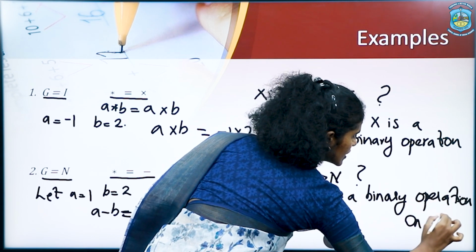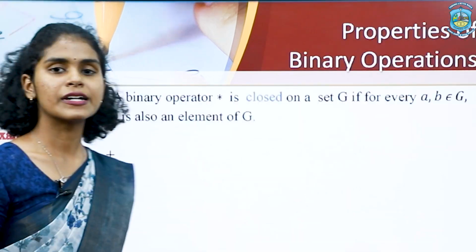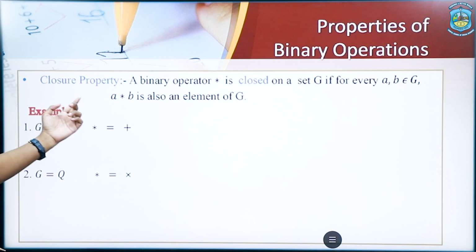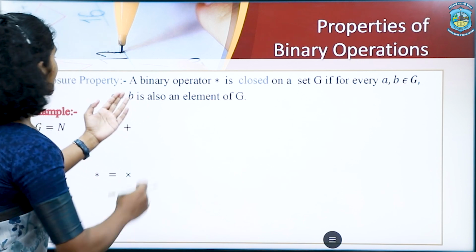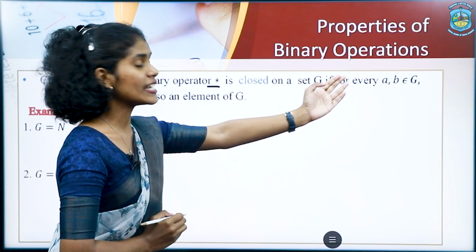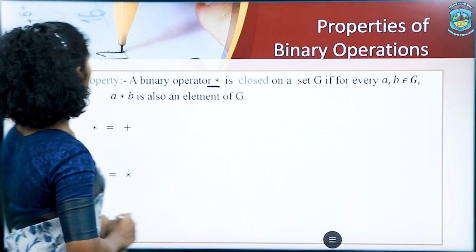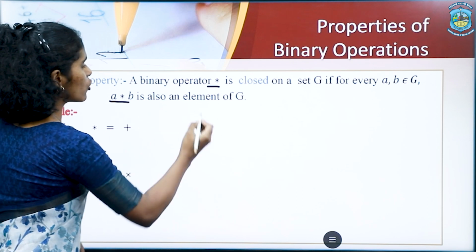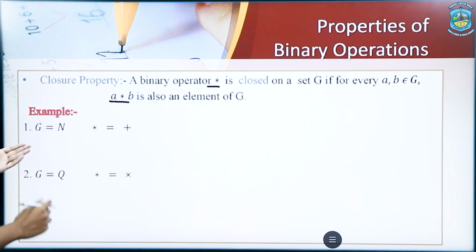Now we see the properties of binary operations. The first property is the closure property. A binary operation star is closed on a set G if for every a, b belonging to G, a star b is also an element of G. Now we may see examples.